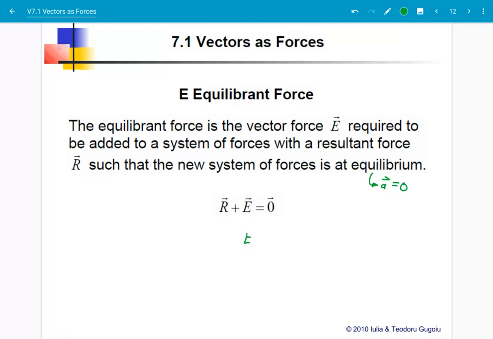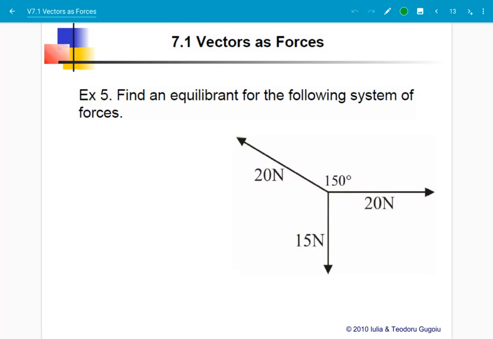Now, of course, rearranging this, that means the equilibrant is always the opposite vector from the resultant. So that means they have the same magnitude, just opposite direction. Okay, example 5. Find an equilibrant for the following system of forces. So these forces are not in equilibrium by themselves. Okay, there has to be an equilibrant. So what I'm going to do is I'm going to add up these forces and then find the equilibrant, which will be opposite to the summation of these forces.